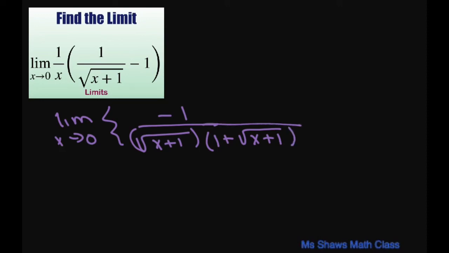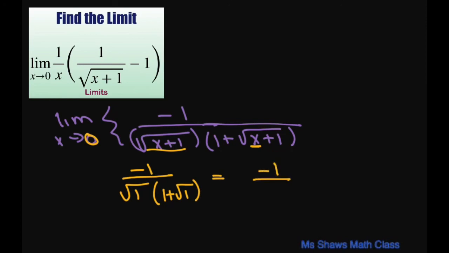All right. Now, let's go ahead and substitute in our 0 and apply the limit. This is going to give you negative 1 over square root of 1 for this piece, with 0 here, times 1 plus square root of 1. All right, so this is going to give me negative 1 over 1 times 2. So our final answer is going to be, our limit is negative 1/2.